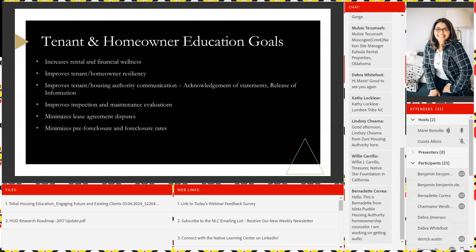Improving inspection and maintenance evaluation. That's a big one, right? Ongoing education assists with that. Minimizing lease agreement disputes. This is another one. And then also minimizing those pre-foreclosure and the foreclosure rates.